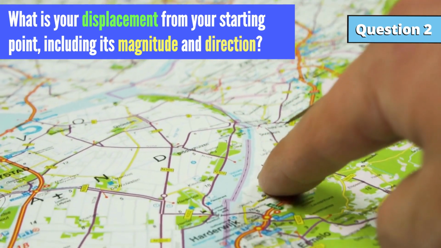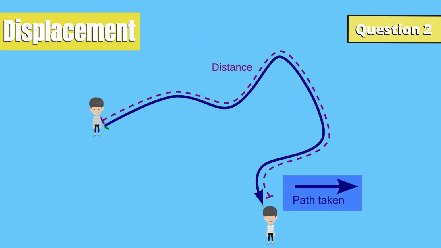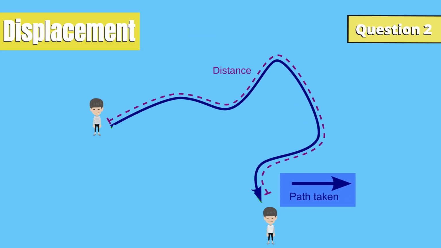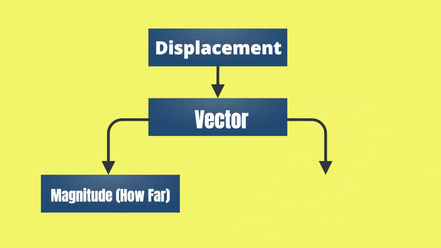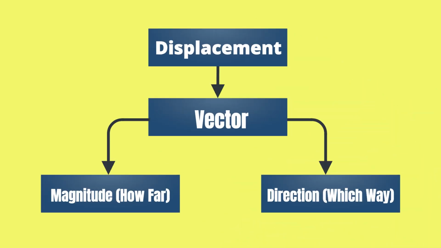Let's move on to displacement. Unlike distance, which just adds up how far you've traveled, displacement tells us the shortest straight line path between where you started and where you ended up. This means displacement is a vector. It has both magnitude, how far, and direction, which way.